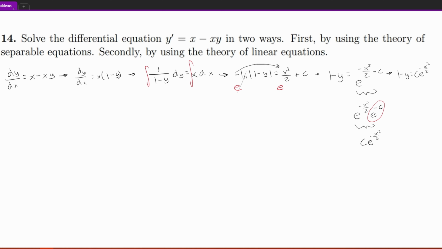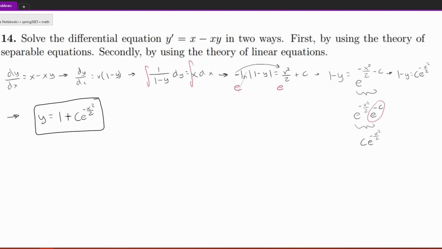But since we want an equation for y, we're going to solve for y, and we're going to put y on the other side. And we'll say y is equal to 1 minus c e raised to negative x squared over 2. Or you could just say it's a plus because it's a constant. So plus or minus, I believe either is correct. So that is how we would look at this, and that is for our separable equations.